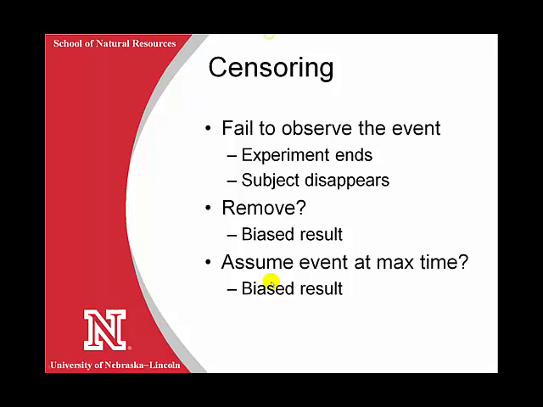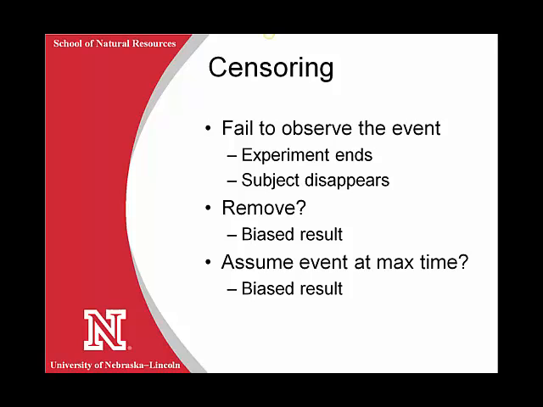So let's first think about censoring. Censoring arises because you fail to observe the event for one of your subjects. For example, the experiment might end, or the subject might disappear. This is particularly true in medical experiments, where for one reason or another you're unable to contact one of the experimental subjects. They've moved, they've changed their phone number, they've decided not to participate any further in the experiment.